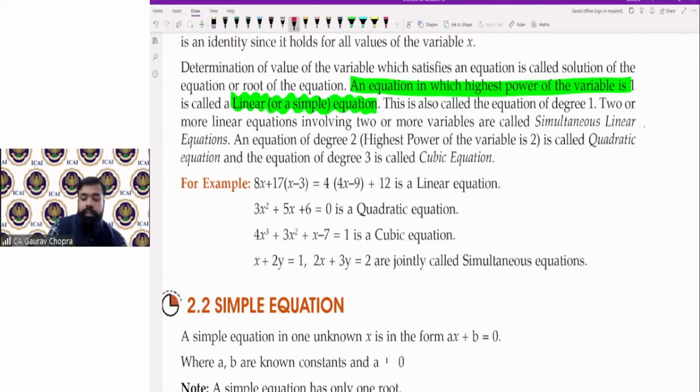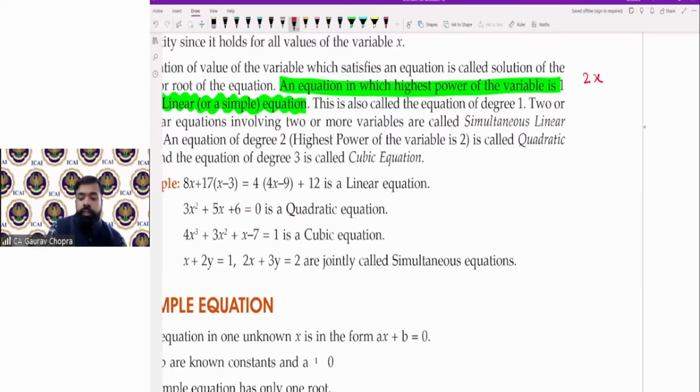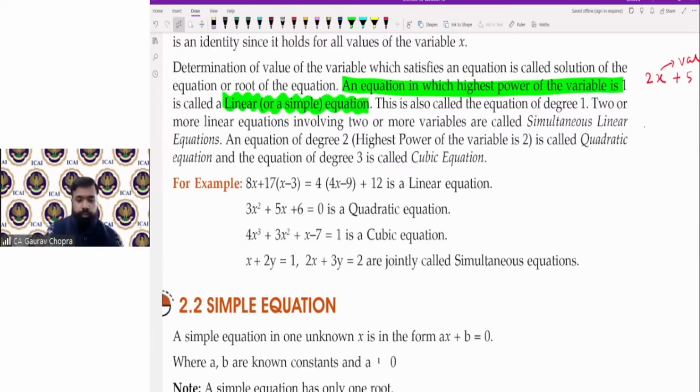Let's take one example: 2x plus 5 equal to 10. Here x is a variable, and the variable has the highest power of 1. So this is an example of a linear equation. Similarly, there is another example: 8x plus 17 into x minus 3 is equal to 4 times 4x minus 9, plus 12. In this whole equation, you will find that the maximum power of x is only 1. Therefore, this is known as a linear equation.